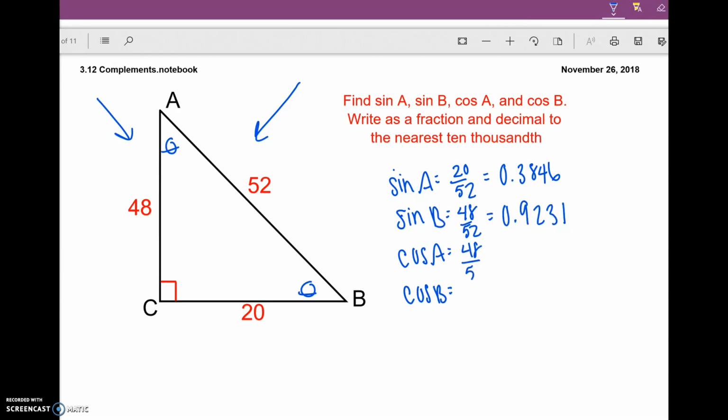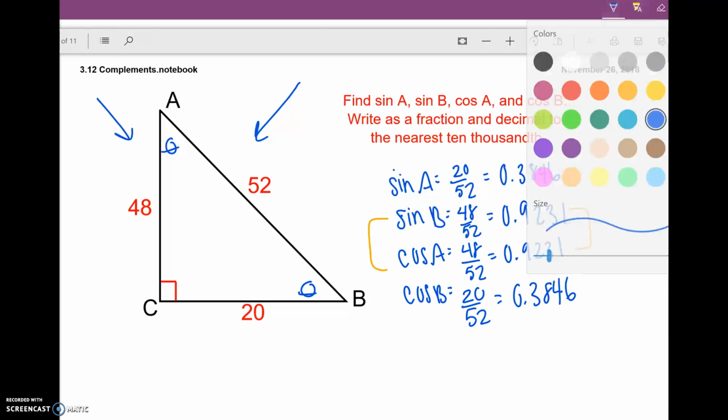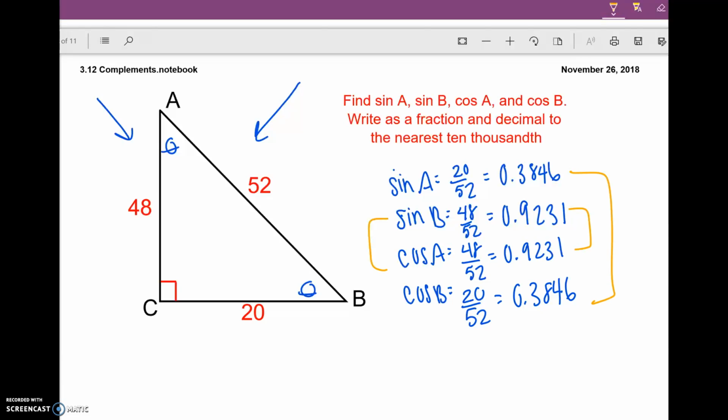Wait a minute. That is the same fraction we just got from before. Interesting. So these two numbers here are the same. This one and this one. Sine of B and cosine of A. That's really interesting. Cosine of B, let's figure out what that is. Cosine B is, if theta is where B is, 20 over 52, which is exactly the same as the sine of A, what we found earlier. These two are exactly the same.